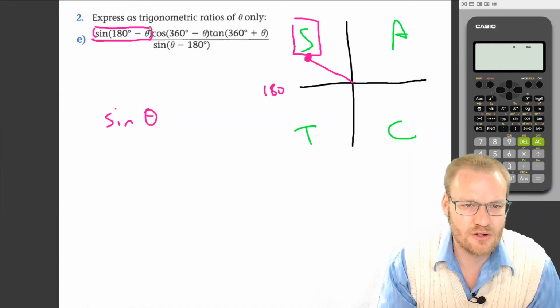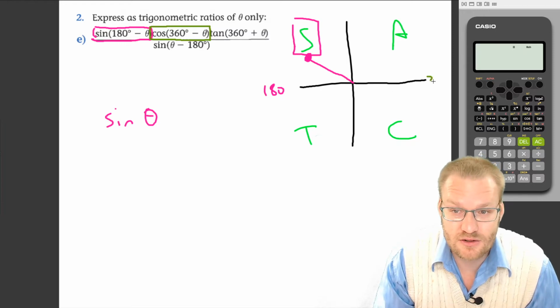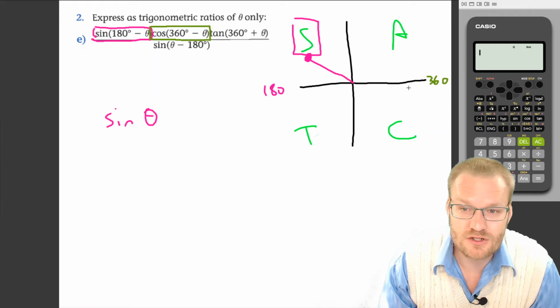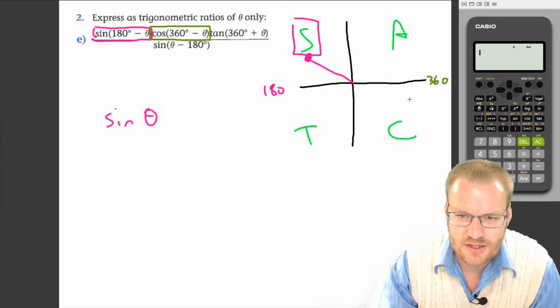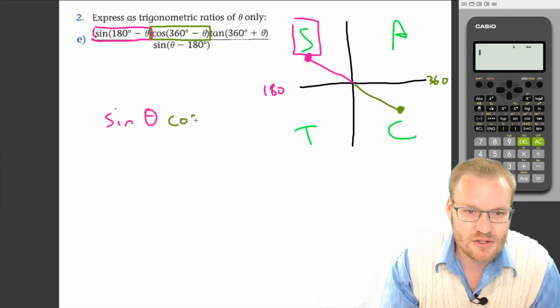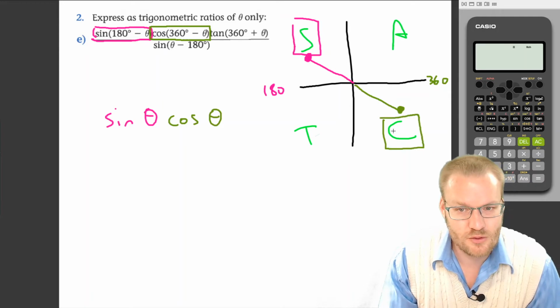And let's keep going. Cos of 360 minus theta. Again, not a negative angle. If this is 360 on this side, then we've just gone 360 minus theta, so we've gone back a little bit. We're sitting in this fourth quadrant, so this is the same as cos theta.